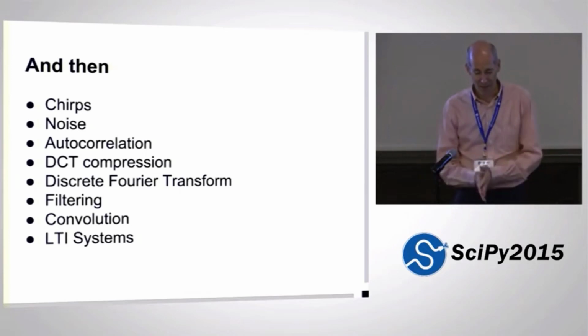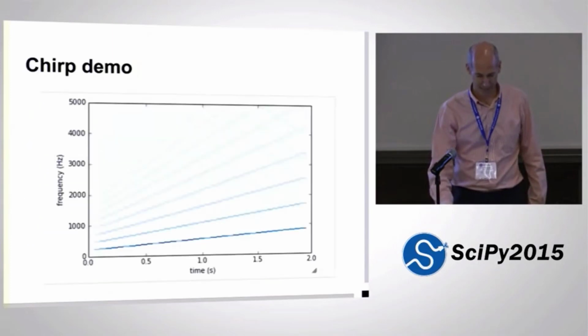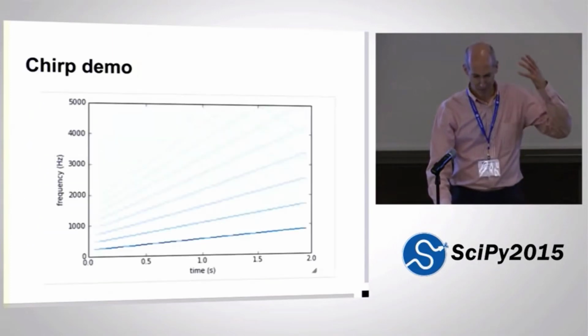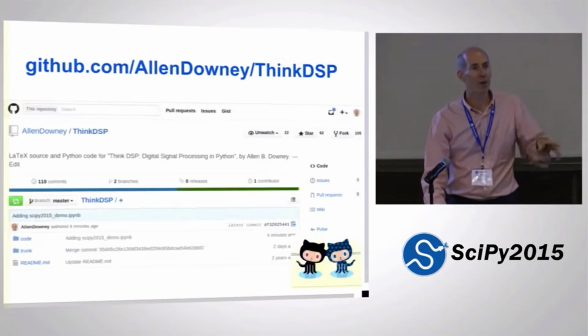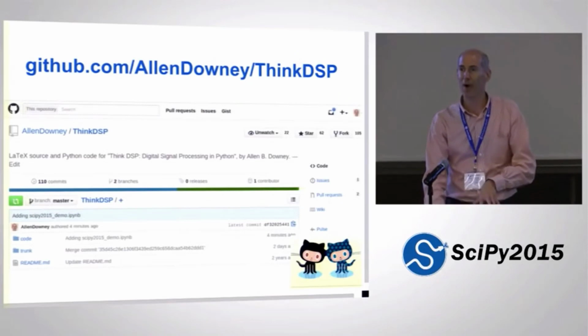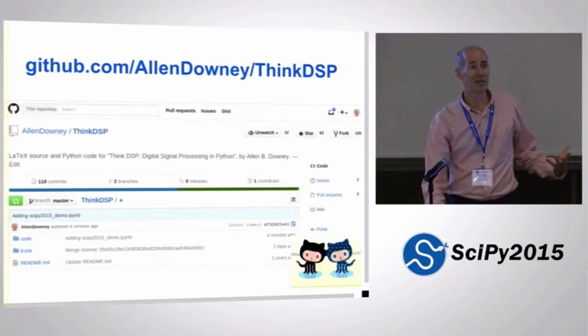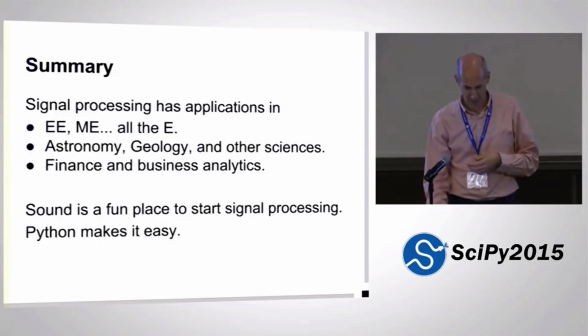I mentioned filtering, I mentioned convolution, and LTI systems. That's the outline. We did the chirp demo. We did the convolution demo. All of the code for both the book and everything that you just saw is all in this GitHub repo. And again, I'm kind of early into this project and would love collaborators to send me corrections, add new material, whatever you want to do with it.